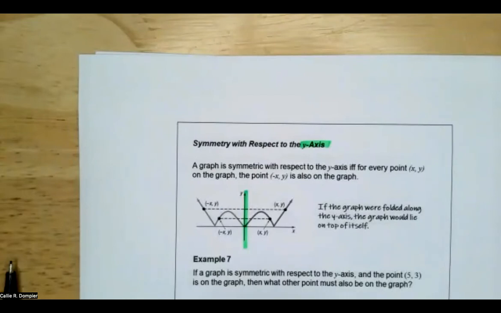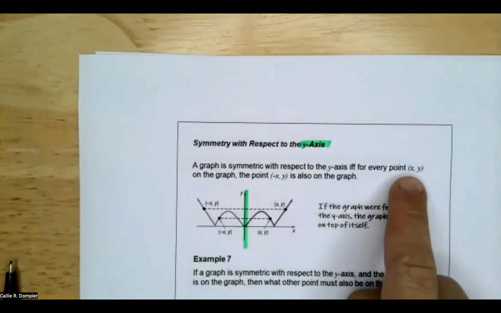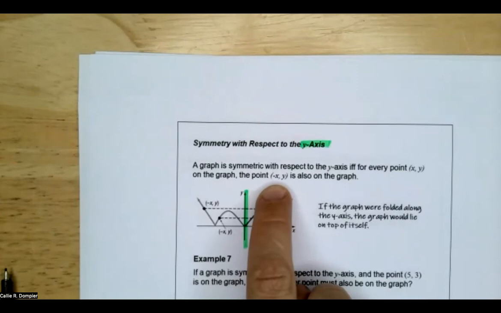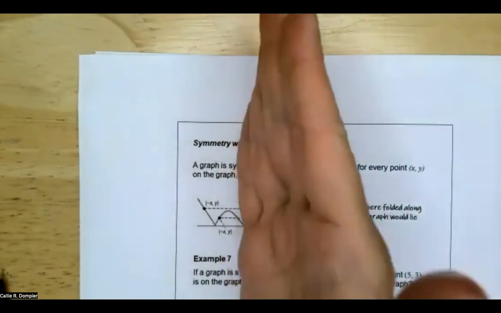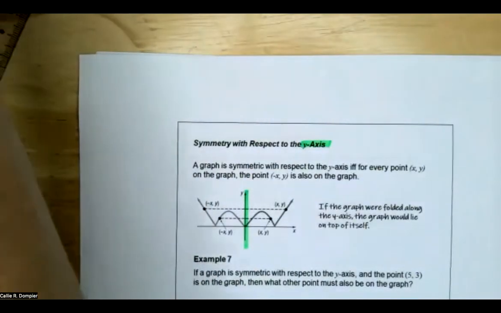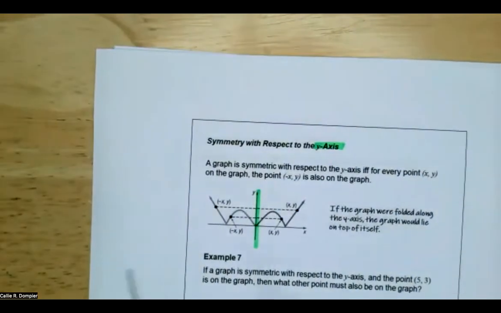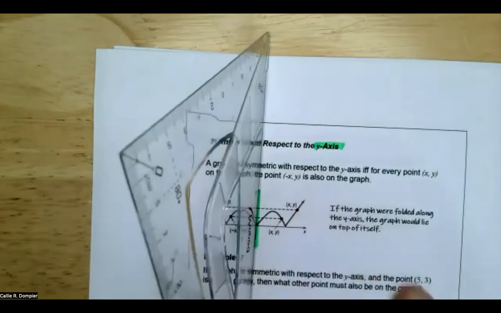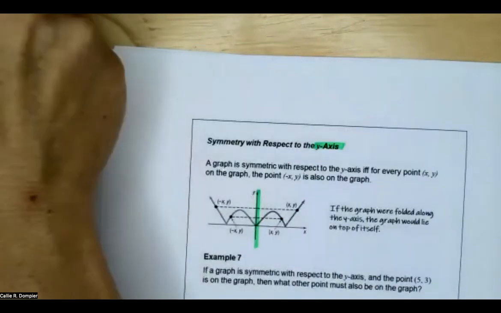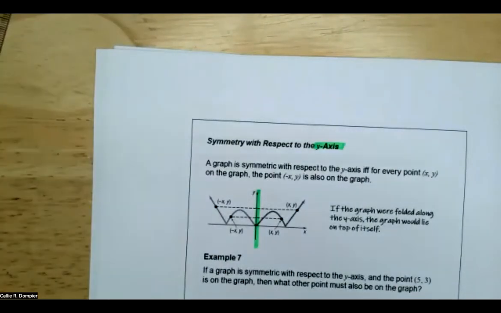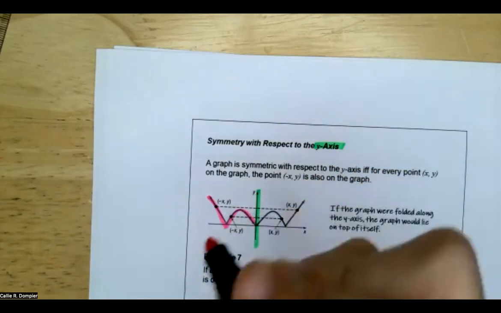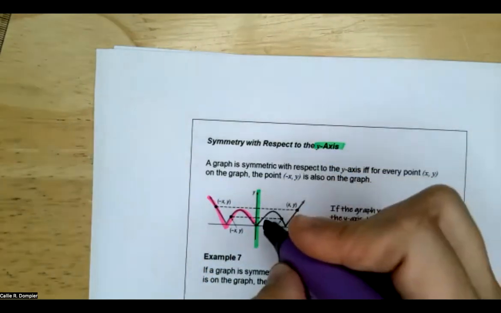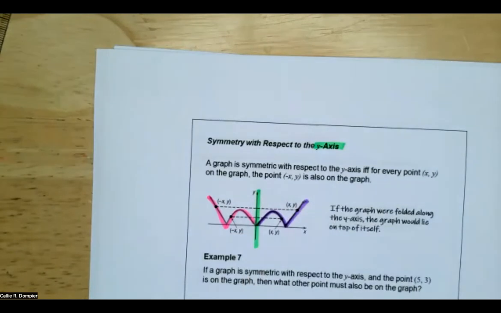Y-axis, the rule is for every point (x, y), the point (-x, y) is also on the graph. So now the axis that we're putting the mirror to is the y-axis. This side mirrors this side. Good. Whatever happens right here is also happening right there, exactly the same, okay?